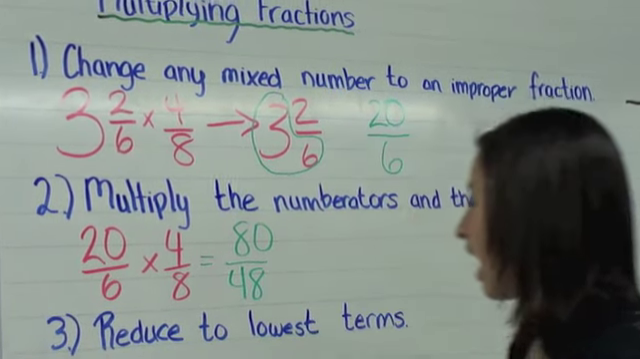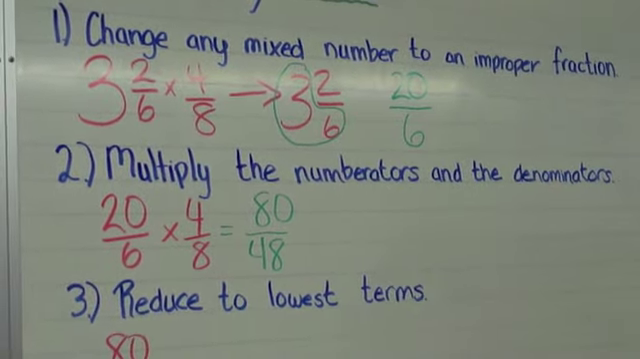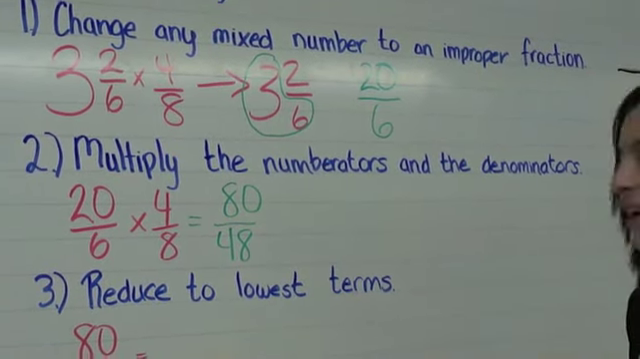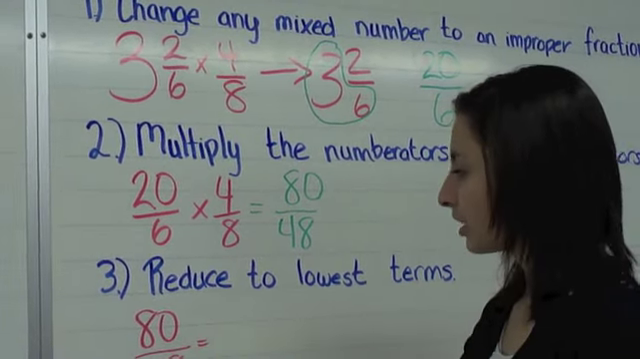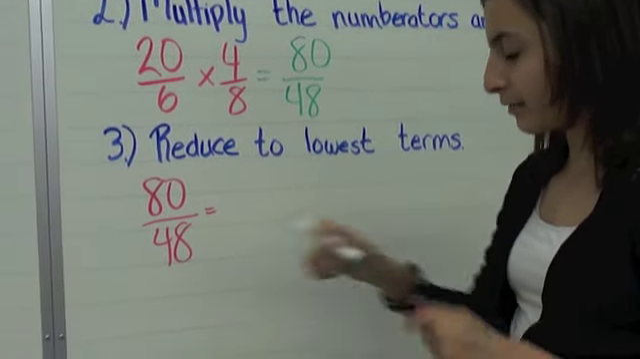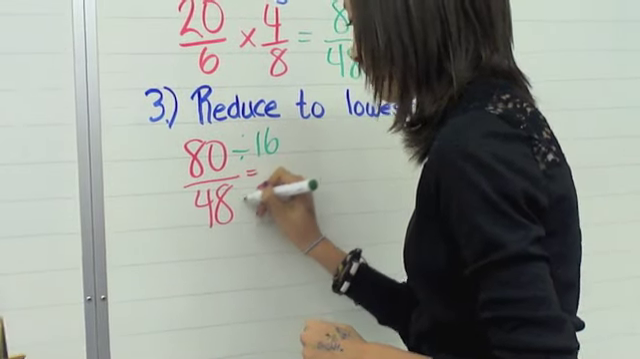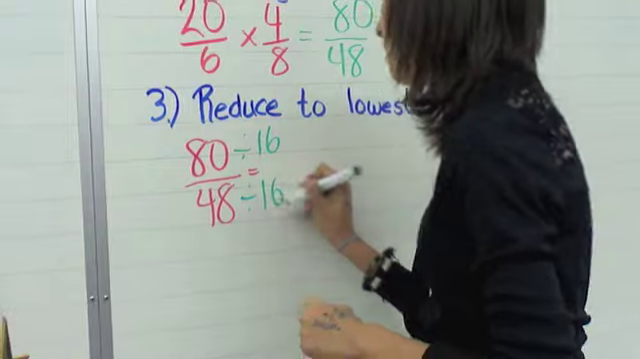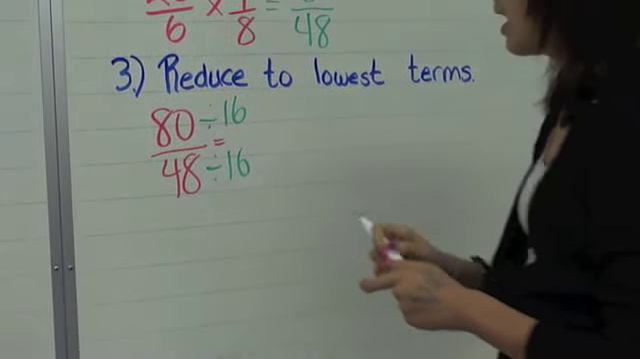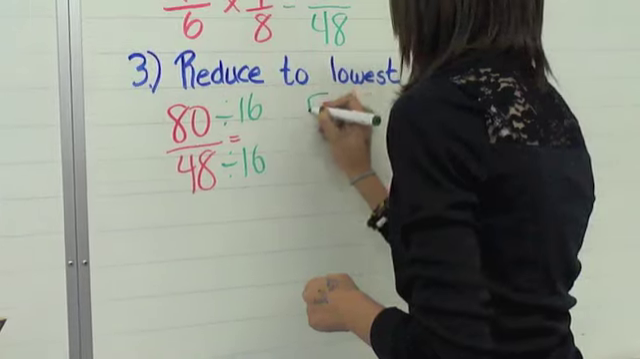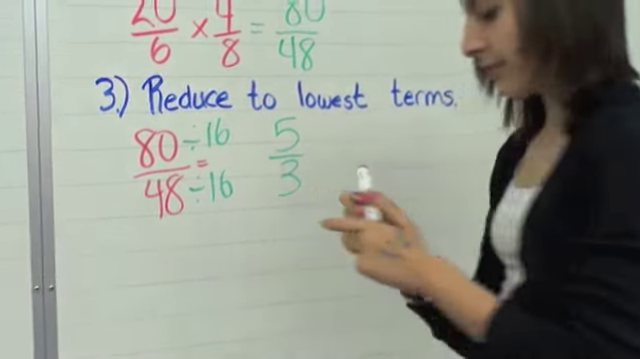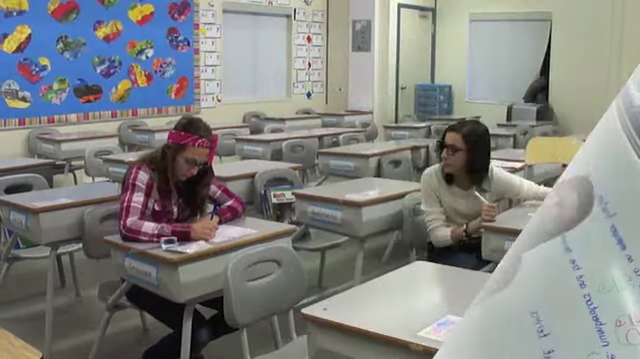Our last and final step is to reduce to lowest terms. We have to find the lowest common factor between 80 and 48, which is 16. We divide by 16 on both sides because whatever you do to the bottom number, you have to do to the top. And you get 5 over 3. So your final answer is 5 over 3.